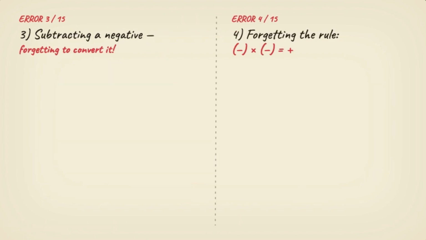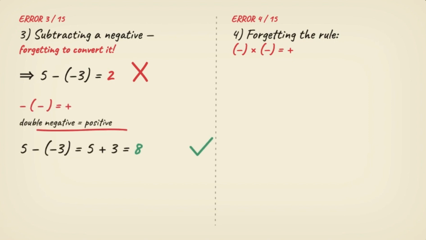Errors 3 and 4. Error 3. Subtracting a negative without converting. 5 minus -3 is not 2. A double negative becomes positive, so 5 minus -3 turns into 5 plus 3, which equals 8.